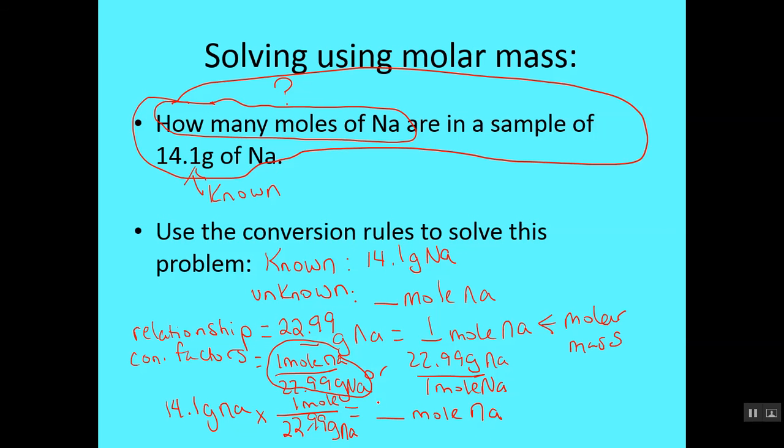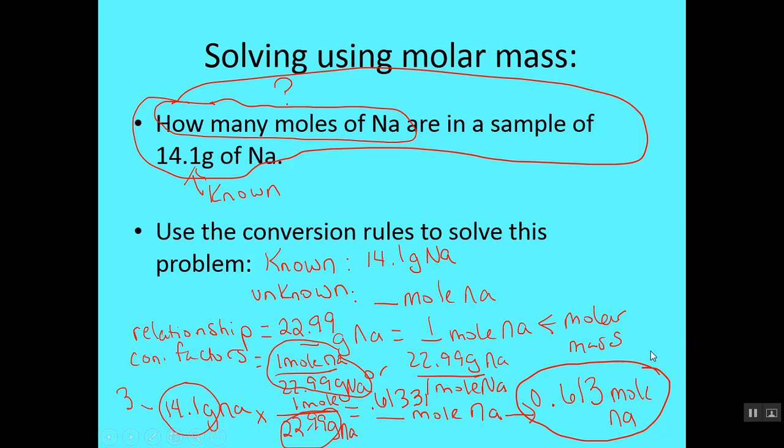And when you solve, you should get a number that looks something like this, 0.61331, and you could go on and on and on, right? But we want to round it based on sig figs. So based on sig figs, there are 3 in that number, 4 in that, which means 3 is the least amount. So it's 0.613 moles of sodium. And that's it. That would simply be a dimensional analysis problem that would allow us to go from grams of a substance into this new concept that we call moles.